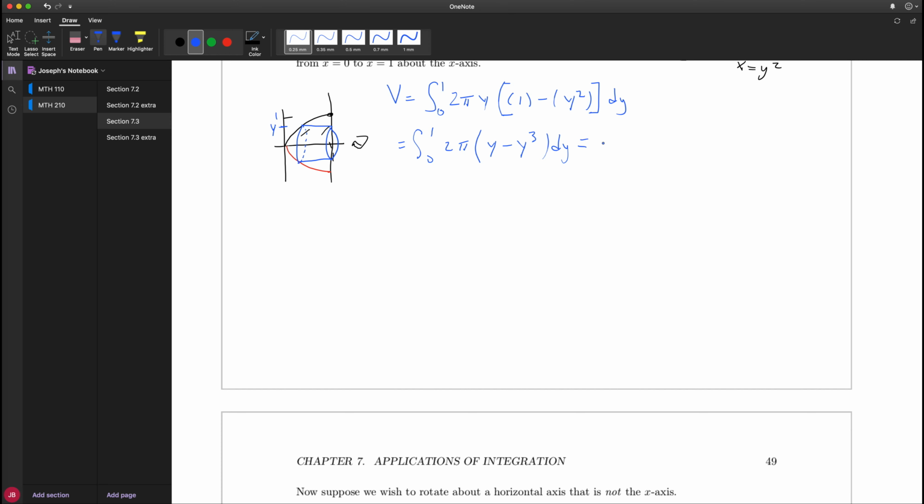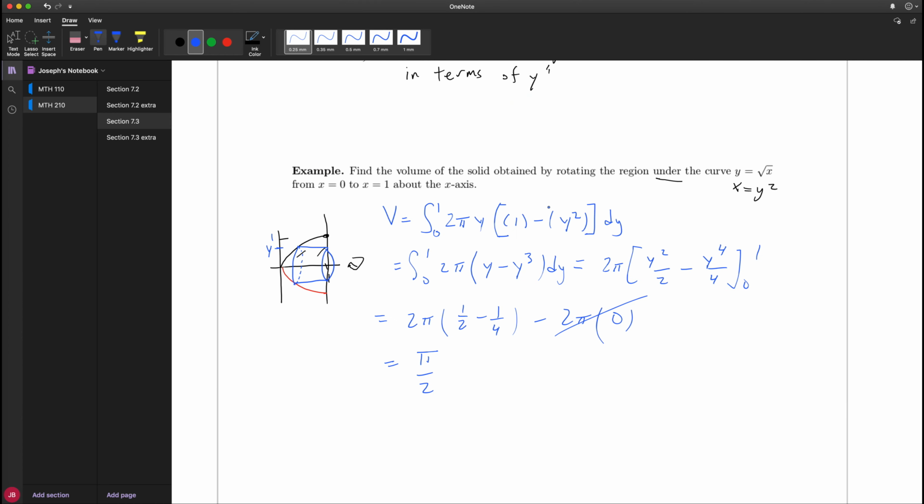The antiderivative is 2 pi times y squared over 2 minus y to the 4 over 4. Plugging in 1, we get 1/2 minus 1/4, minus, plugging in 0, everything goes away. So 1/2 minus 1/4 is just 1/4, times 2 pi is pi over 2.